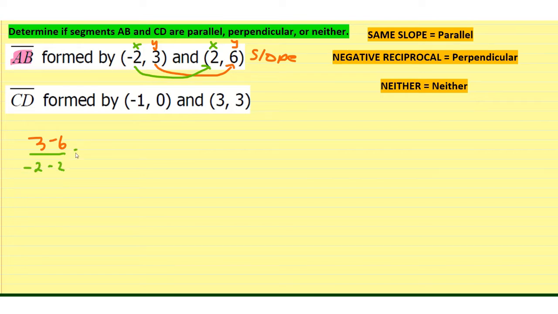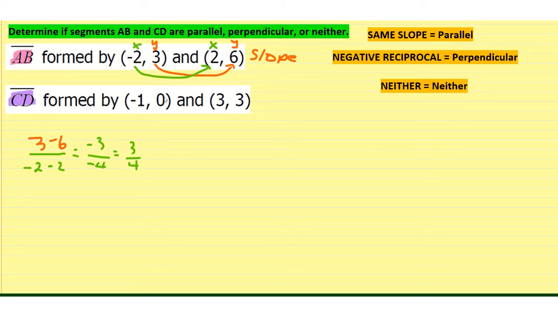Well, let's work that out. 3 minus 6 is -3. And -2 minus 2 is -4. And if we reduce that, we cancel out the negatives, our slope for the first line segment is 3/4. So let's now look at the second line segment, CD.